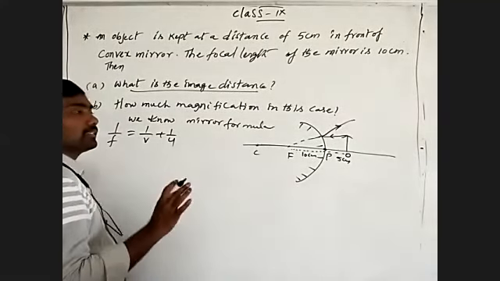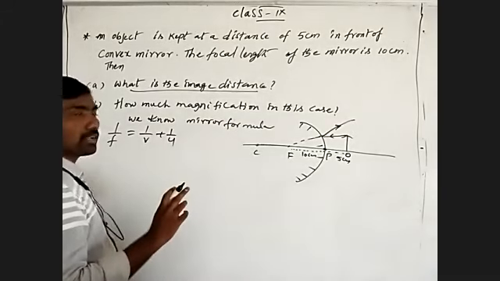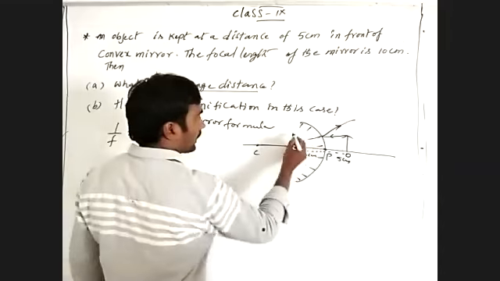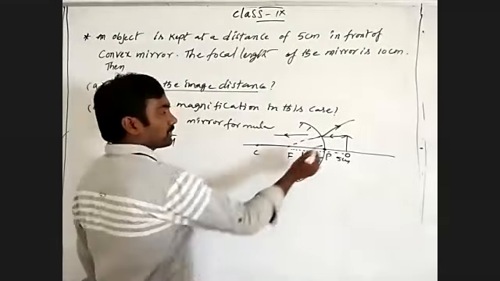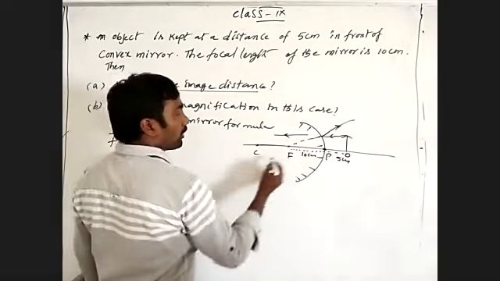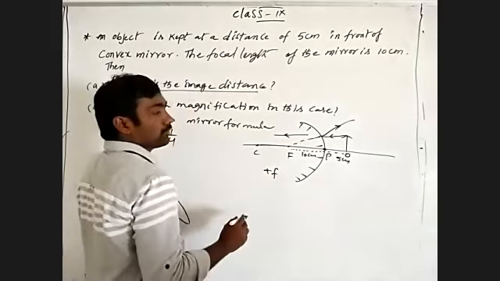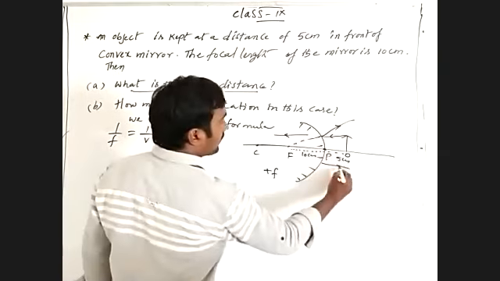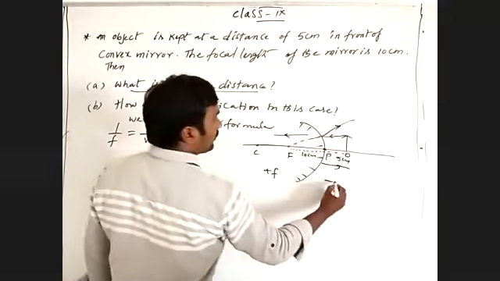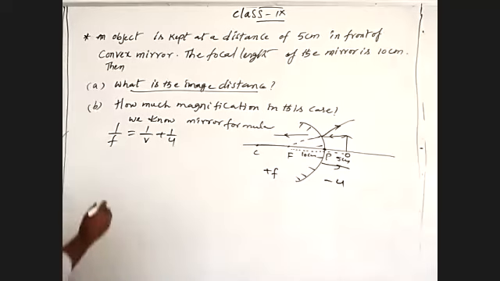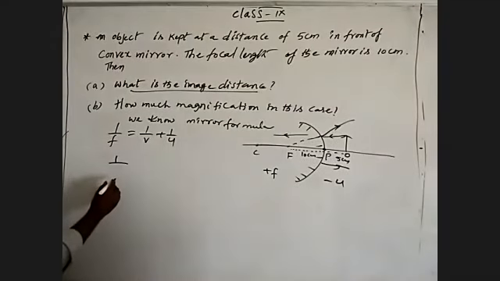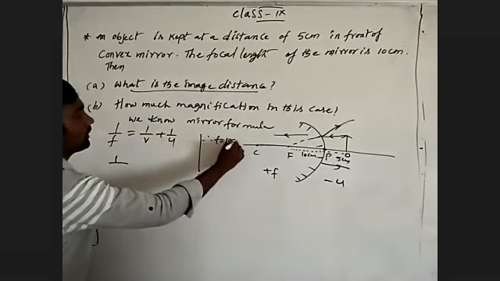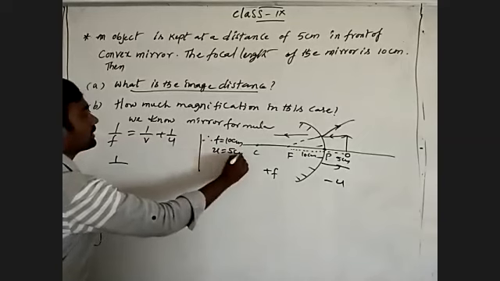Second thing, according to sign convention, the distance measured in the direction of the incident light ray is considered positive. See, the light ray is coming in this direction, so the focal length is positive. The object distance is measured opposite to the incident light ray, so the object distance is negative. Focal length is 10 centimeter, object distance is 5 centimeter.